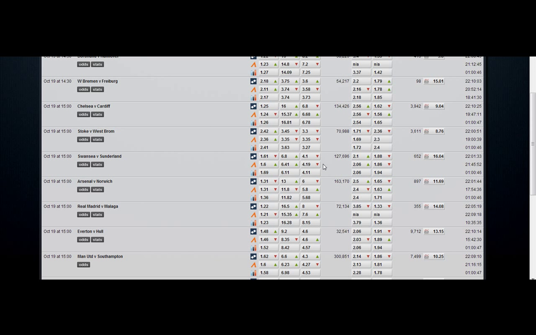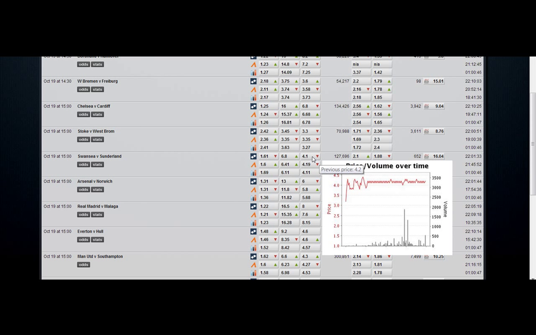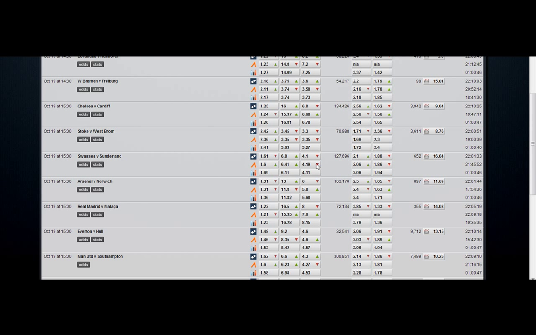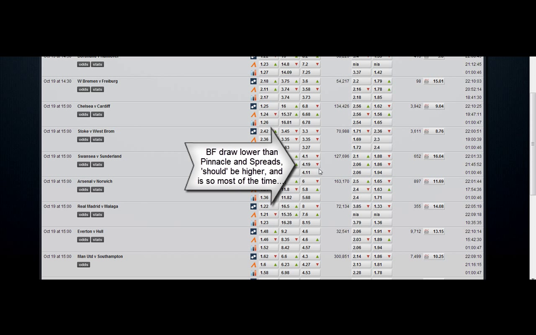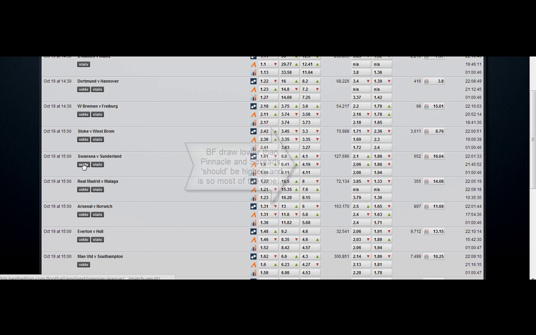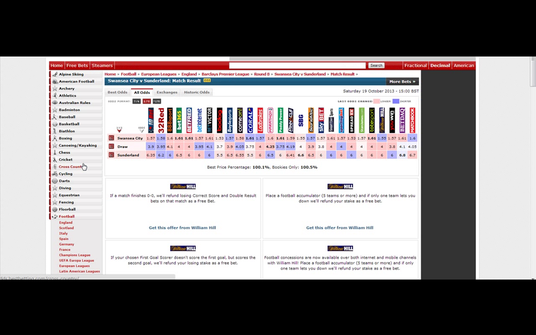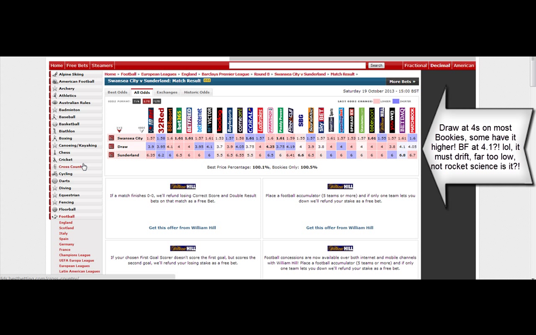On Swansea Sunderland you can see here that Betfair is actually lower than the spreads and Pinnacle. We've got a draw inflation just under 17%, so it's on the cusp, on the threshold of whether we'd actually trade this or not. The liquidity is pretty good, at £127,000. It's a Premier game. Let's see what the bookies have here.